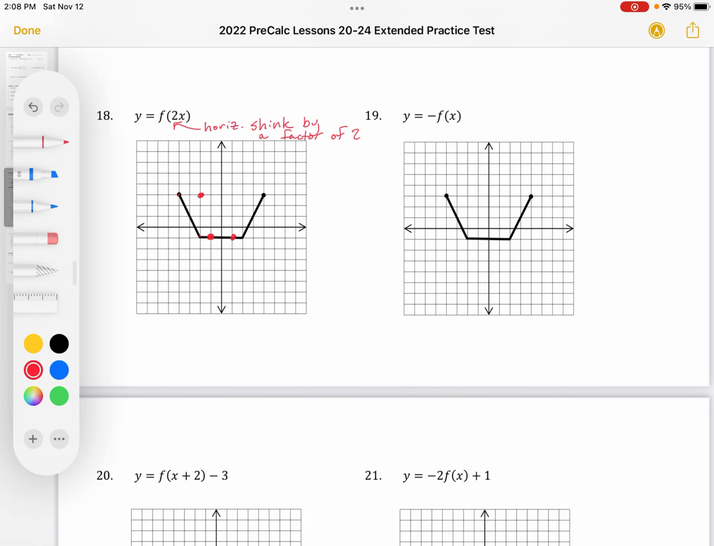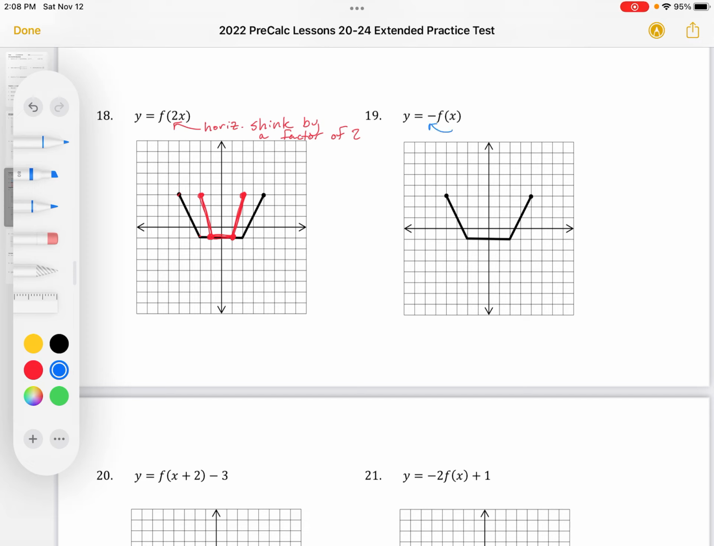And then same idea over on the right. This is going to shrink in half. And my last point is going to shrink in half and be at 2. So notice it's still going from -1 up to 3 for the y values, but the x values got cut in half. So this is our new graph right here.